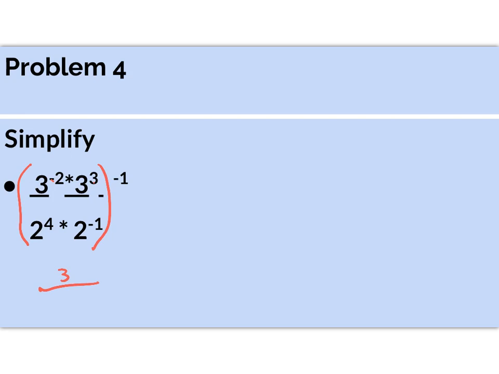2 and 2 are the same base. We're going to multiply and use the multiplication law of exponents. 4 plus -1 is 3, so this gives us 2 cubed, all to the -1 power. So we get 3 over 8, because 2 cubed is 8, to the -1 power, which gives us 8 over 3. Because when you have a negative exponent, just basically flip your fraction upside down. And now 3 goes into 8 2 times with 2 left over, and the 3 stays on the bottom. And this is the final simplified form.